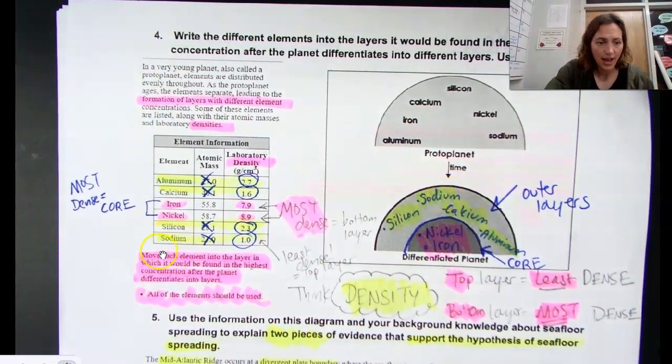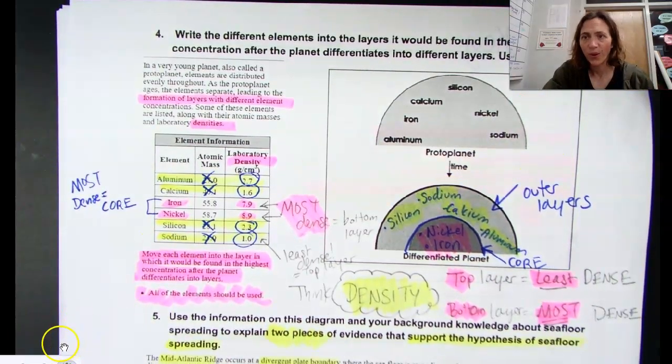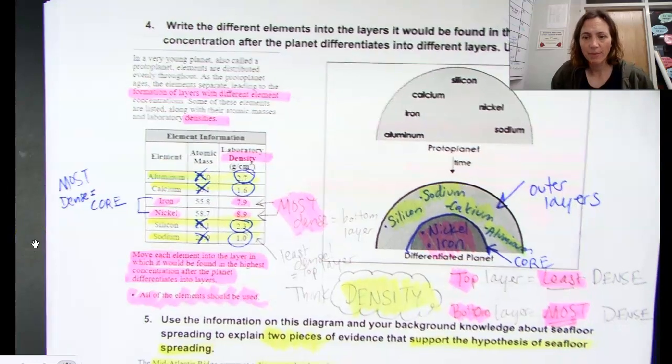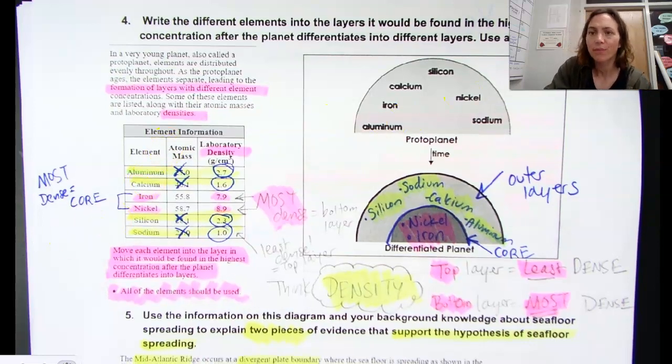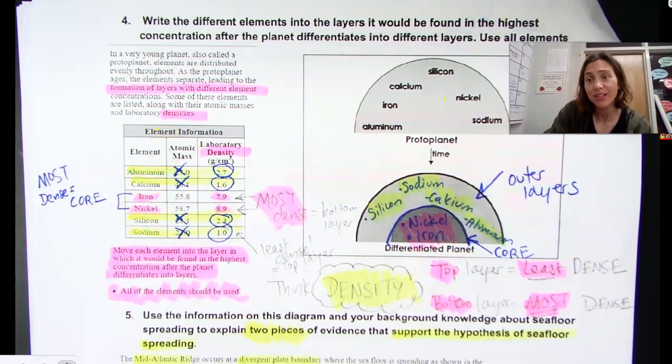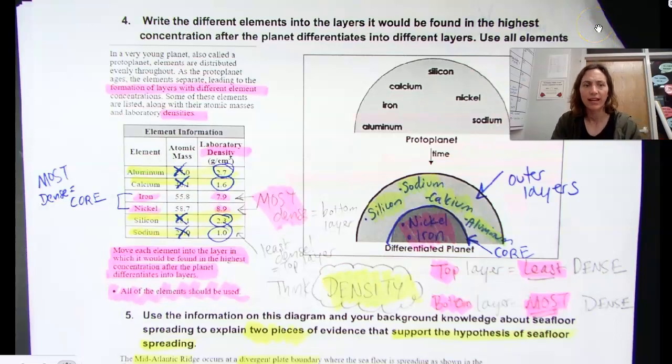Let's look at number 4. All right, number 4. Put some notes on there for you. We're still in density. There's a lot of questions about density. Density is a big part of the 8th grade curriculum and kind of understanding how things happen on our planet.